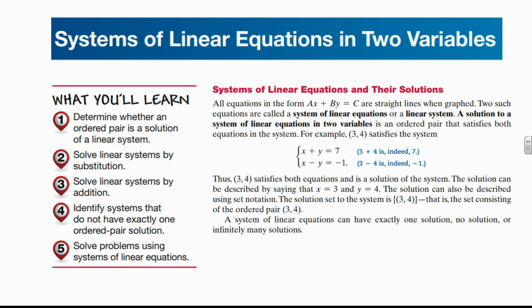That's what we have, and here's an example of a system of equations. We have two equations, x plus y equal to 7, x minus y equal to -1. A very intuitive way of solving here is what we call by substitution.